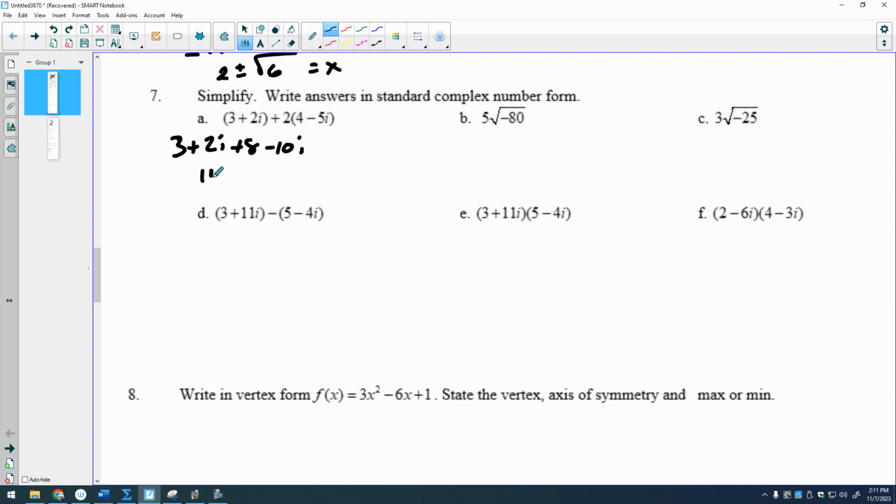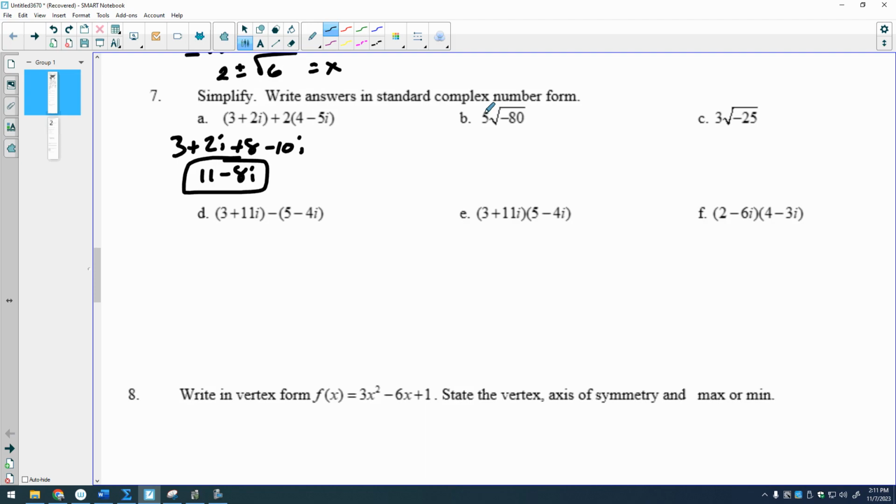3 plus 8 is 11. 2 minus 10 is a negative 8i. And we're done. Be careful. Do not multiply. Don't distribute this first parenthesis to the second parenthesis.